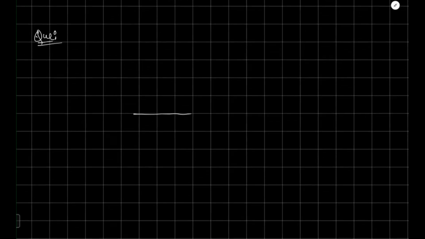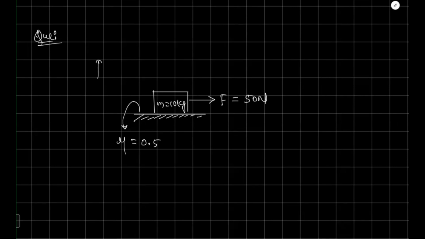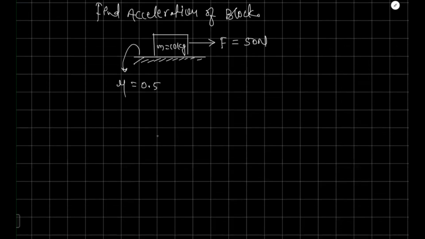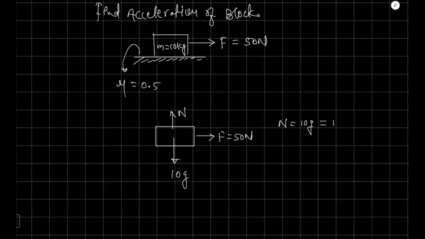It is given that there is a block kept on a rough surface, and it has a mass m equal to 10 kg. On it we are applying a force F equal to 50 Newton, and the coefficient of friction mu is equal to 0.5. The question is to find the acceleration of the block. So let's solve this. Let's make the free body diagram once. We know the force acting in this direction is F equal to 50 Newton, the downward force is mg, that is 10 into g, and the upward force is the normal reaction. Upward force equals downward force, so N equals 10g, which is nothing but 100 Newton.